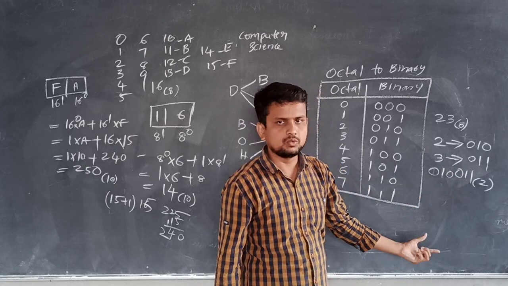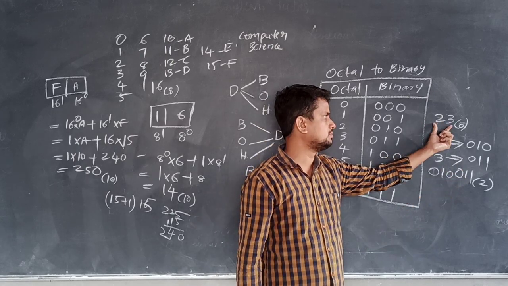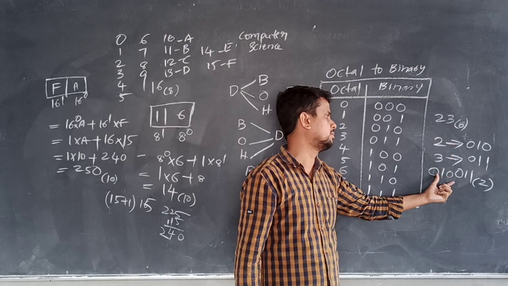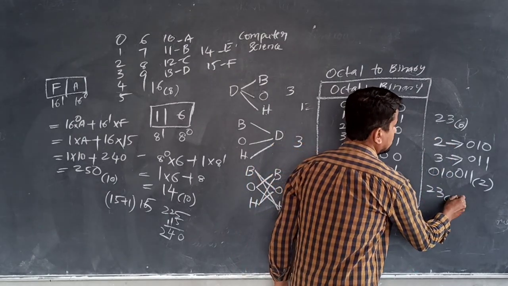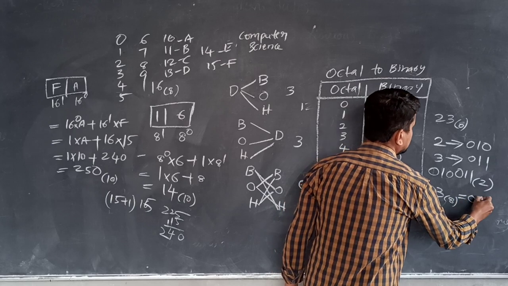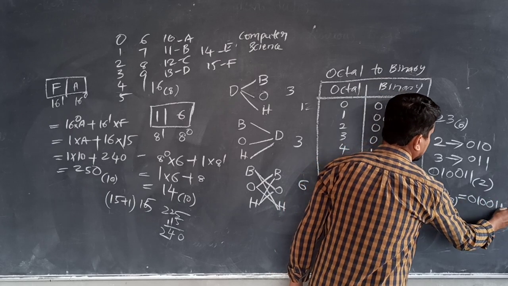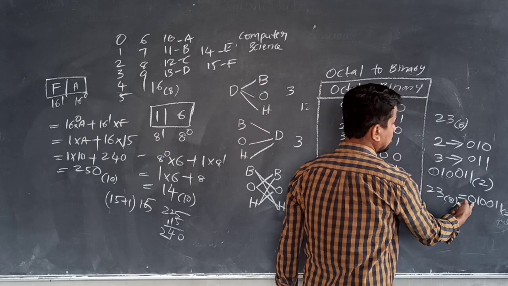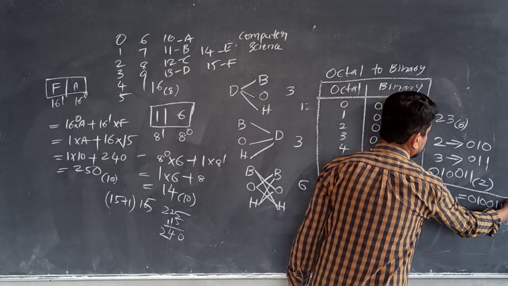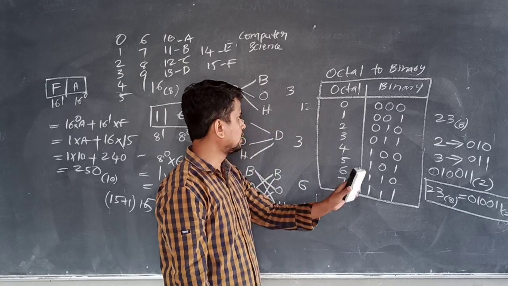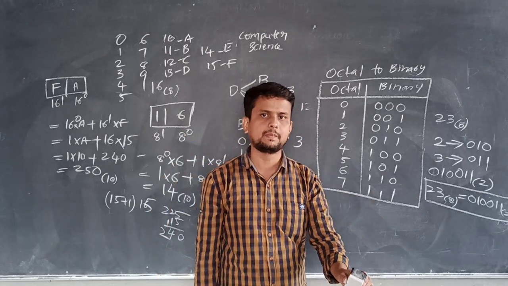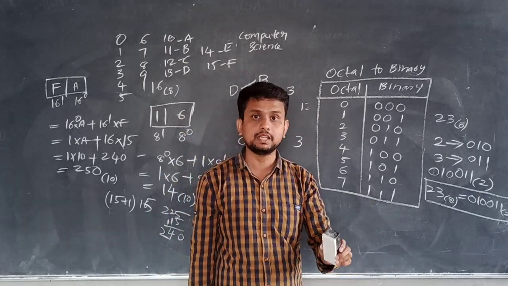From where to where did I convert? From the octal number system to the binary number system we have converted. So write it like this: 0, 1, 0, 0, 1, 1, base 2. You can ignore this leading 0 as well, no problem. So this is the final result. Okay. So now for more clarity, I am taking another example.